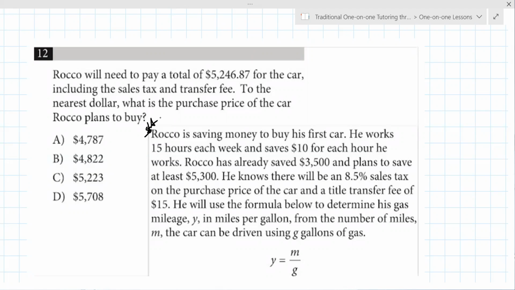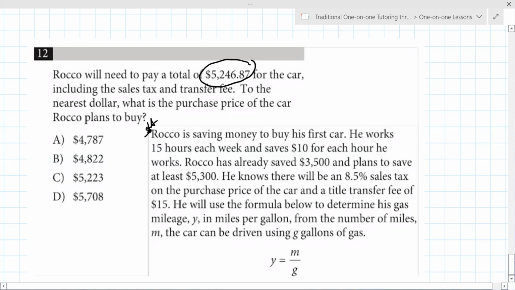Okay, so now Rocco will need to pay a total of 5,246.87 for the car, including the sales tax and transfer fee. How'd they come up with that? They're telling you this is the final price. So I want to help you work through this. That's the final price, but you need to back out the sales tax and the transfer fee. And this is definitely a calculator problem.